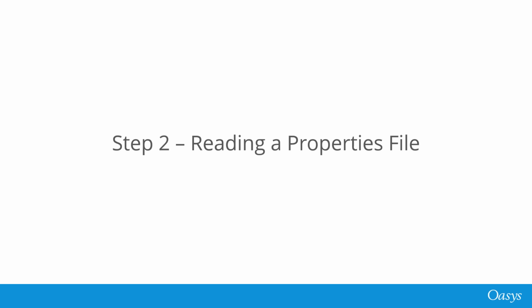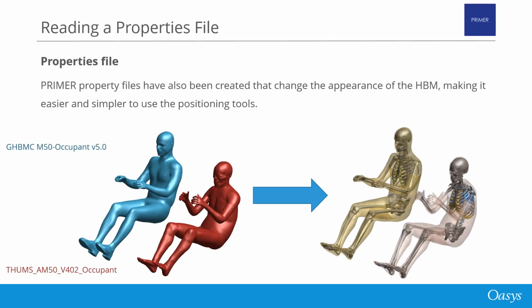The next step is optional but very much recommended, and that's to read in a Primer properties file. So alongside the dummy trees, we've also created Primer properties files for the supported human body models. Now these are files that set the color, transparency, and visibility status of the various parts of the human body model that make it easier to see the relevant parts of the dummy when positioning.